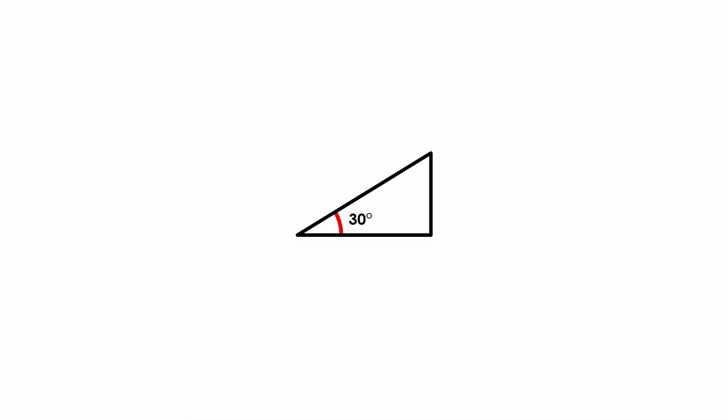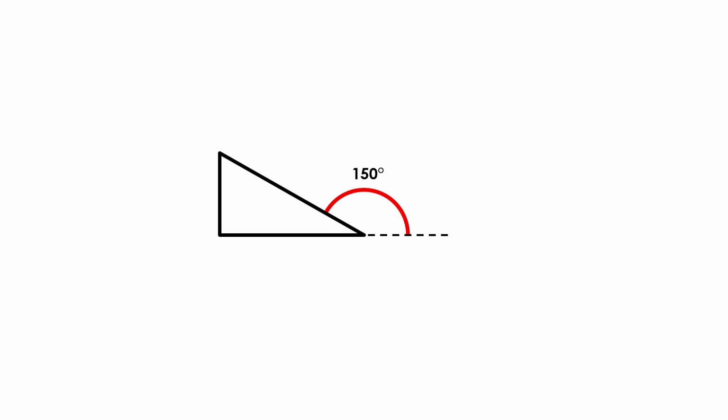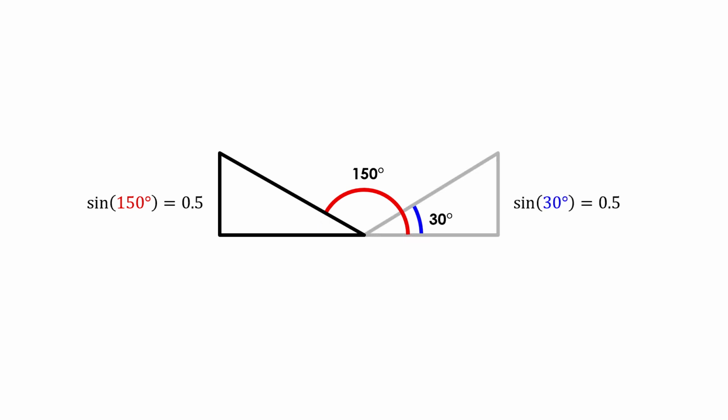Now, a right triangle cannot have an angle greater than 90 degrees. So, what happens if we plug an angle greater than 90 degrees into a trigonometric function? Well, the opposite leg goes over to the other side. And this triangle is what the trigonometric function sees. Here, the inner angle of this triangle is also 30 degrees. So the sine of 150 degrees gives us 0.5, which is the same result as the sine of 30 degrees.